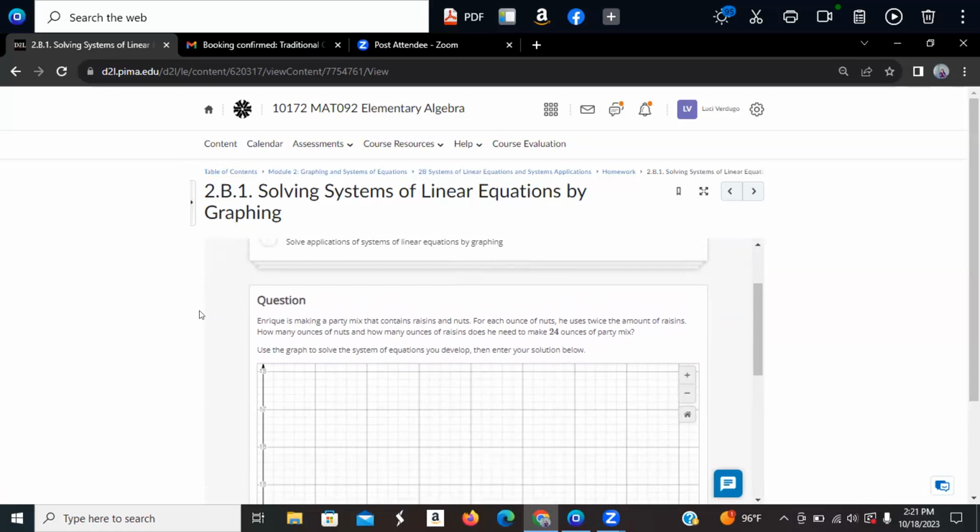Use the graph to solve the system. For each ounce of nuts, he uses twice the amount of raisins. All right, so okay, I gotta grab a snip of this. These are called mixture problems.